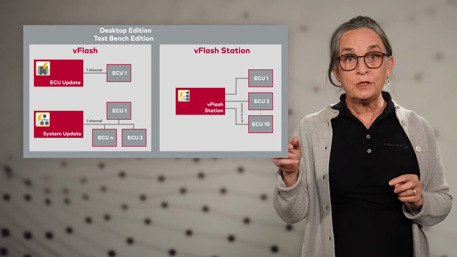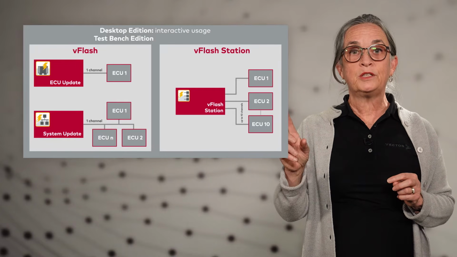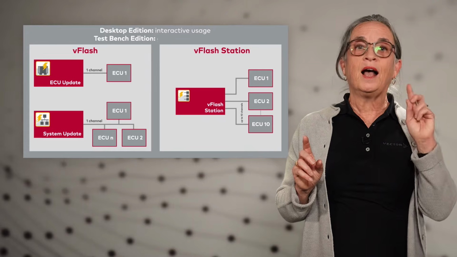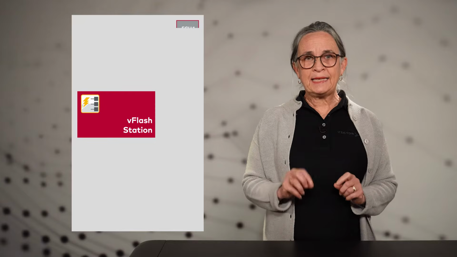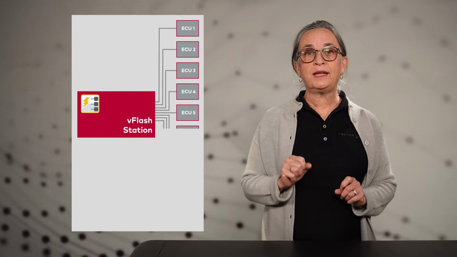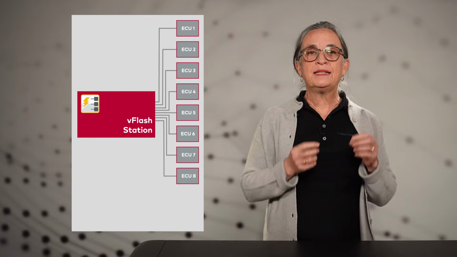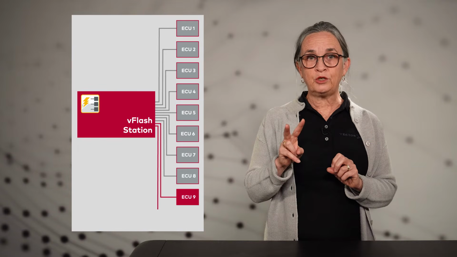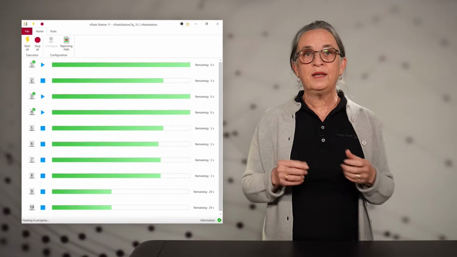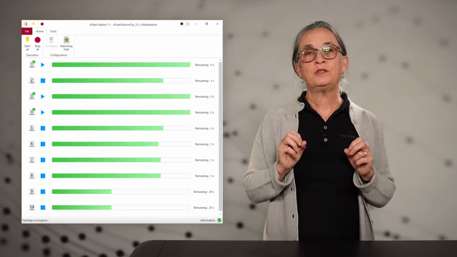The Desktop Editions focus on the interactive usage, whereas the Test Bench Editions are used only for automation. In the past, the vFlash Station variant came as a pure automation solution for programming only up to 8 channels in parallel. The new version 11 of vFlash Station in its Desktop Edition comes with 2 major extensions to increase the tool's efficiency and usability. These extensions are 2 additional channels and a new intuitive user interface or app that offers flexible configuration options.